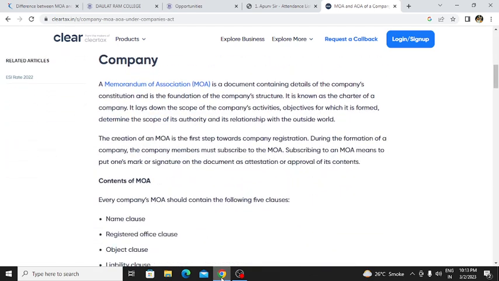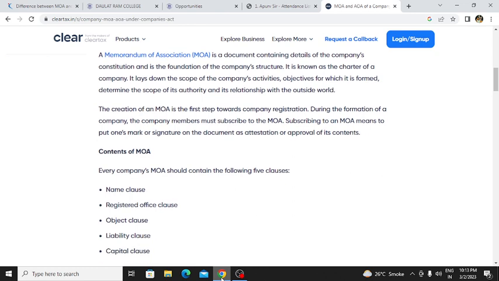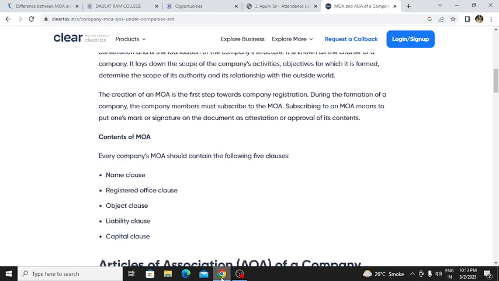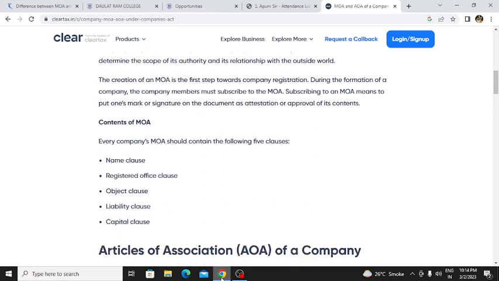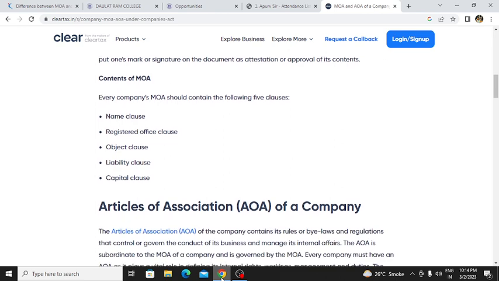Right. So the MOA contains details about the constitution of a company, the charter of a company, and all the objectives and nature of the company. So what is the nature of the company and which objective will arise, right? Maybe it is a profit nature or a welfare nature. The MOA is the first step of company registration, and members must subscribe to the MOA. All subscribers must sign on it. This sign shows that they agree with the MOA. The content is 5 special clauses.